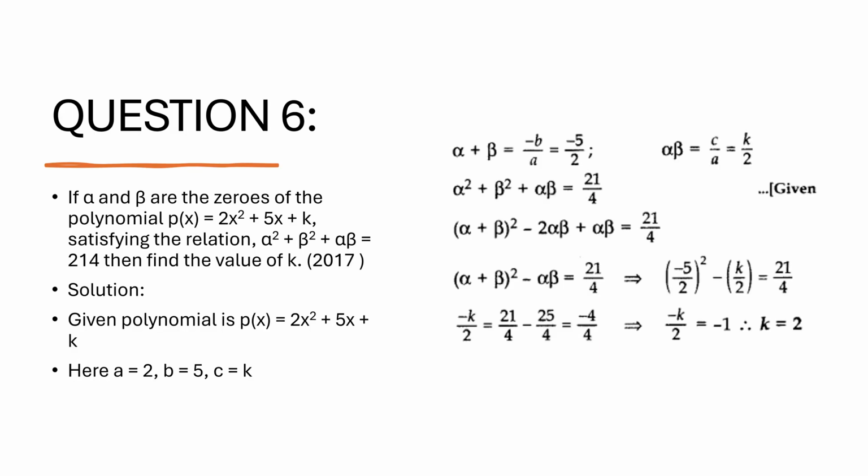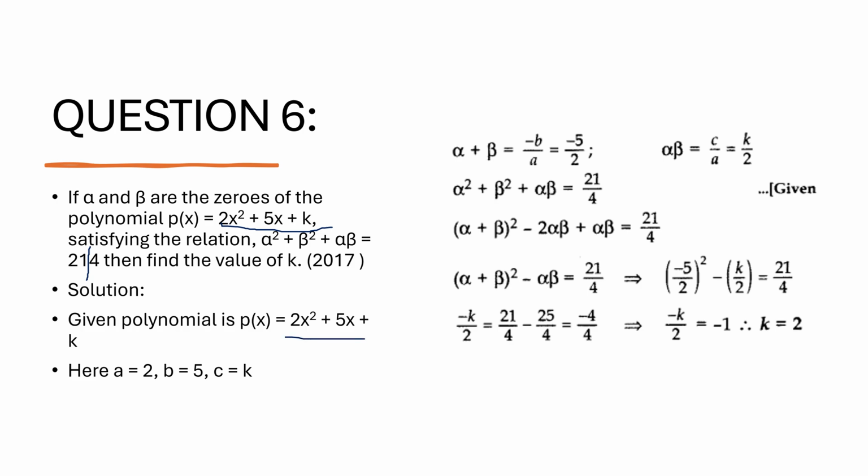Question number 6. If alpha and beta are the zeros of the polynomial 2x squared plus 5x plus k, and satisfying the relation alpha squared plus beta squared plus alpha beta is equal to 21 upon 4, then find the value of k. So this is your equation.